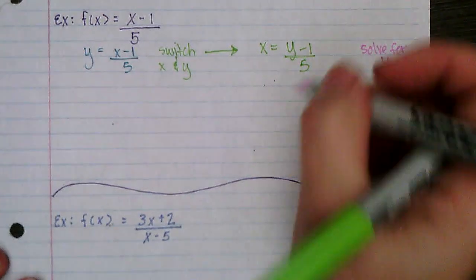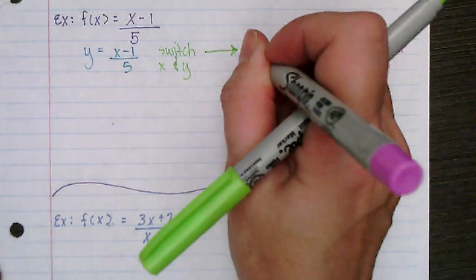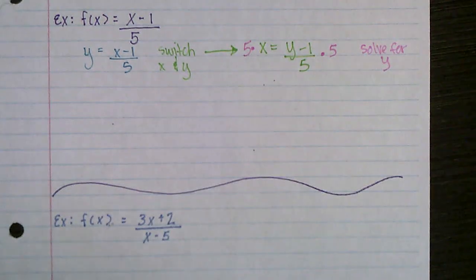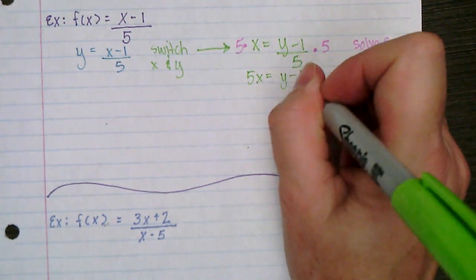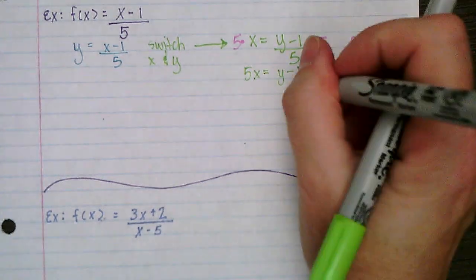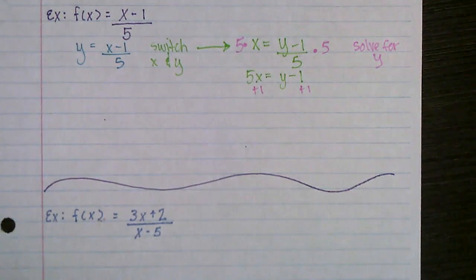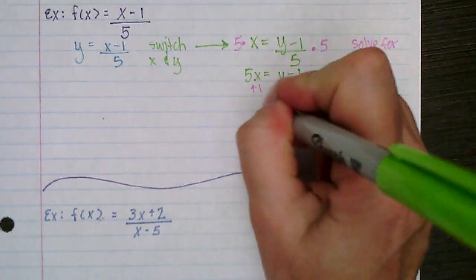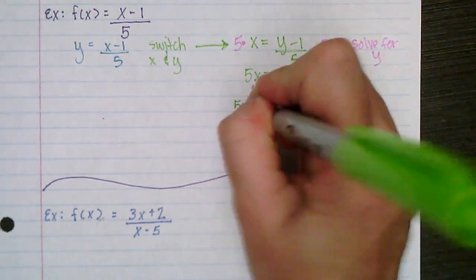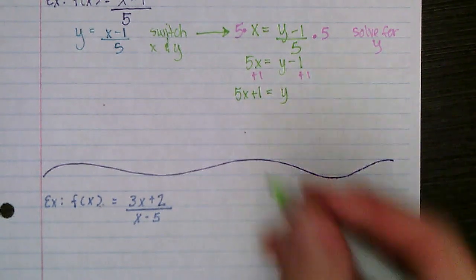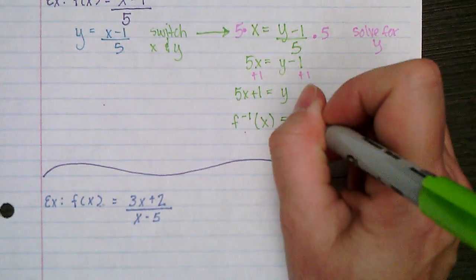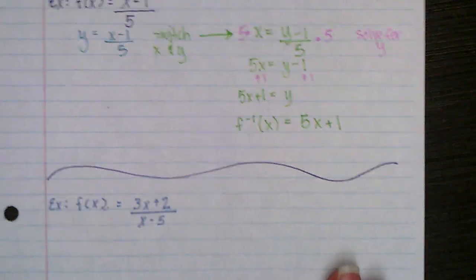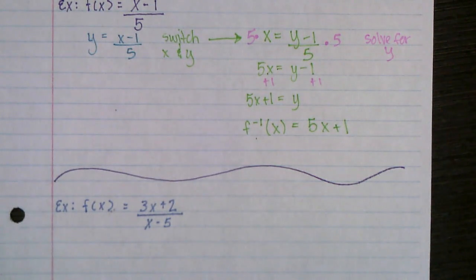So first off, I will multiply both sides by 5. Then I'll have 5x equals y minus 1. Then add 1 to both sides. So I get y equals 5x plus 1. And then that's going to be my inverse. So f inverse would be 5x plus 1. I just replace the y with the f inverse notation.